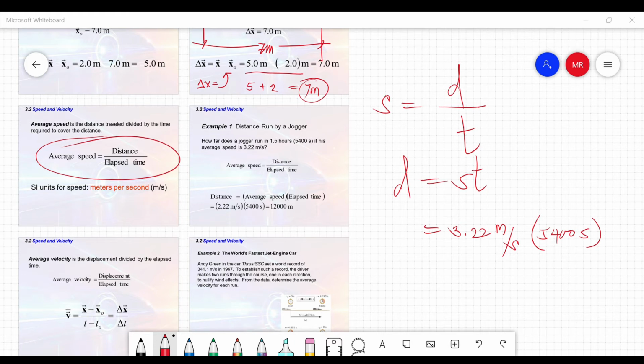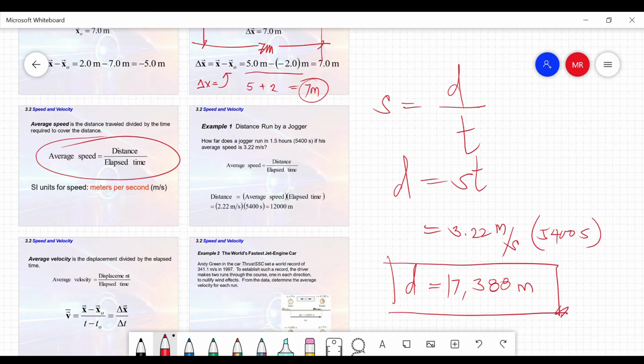So 3.22 times 5,400 is equal to 17,388. The distance is 17,388 meters. Okay, so this is for the speed of the jogger.